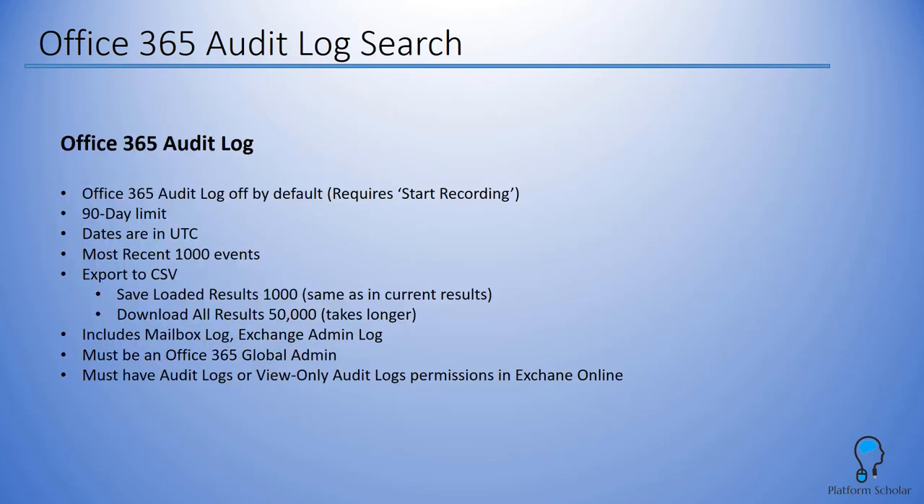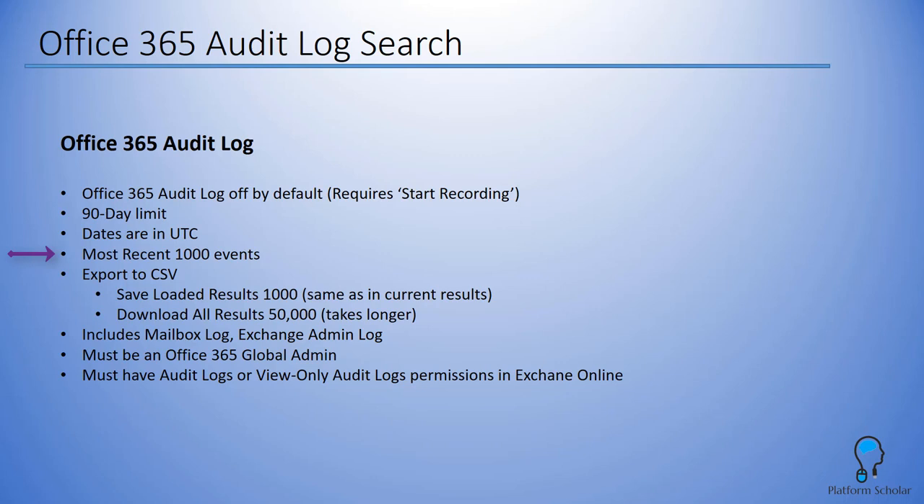Here's a list of some info that you should be aware of in regards to the Office 365 Unified Activity Log or Audit Log, whichever name you prefer. And we've already gone over some of this. But first, it's off by default, so you have to go in and click the Start Recording button. Second, there's a 90-day limit, and you can't adjust this like you can with the Exchange logs. Third, the dates and times are in UTC format. Fourth, only the most recent 1,000 entries show up. If the results don't go back far enough, then you'll need to modify your criteria.